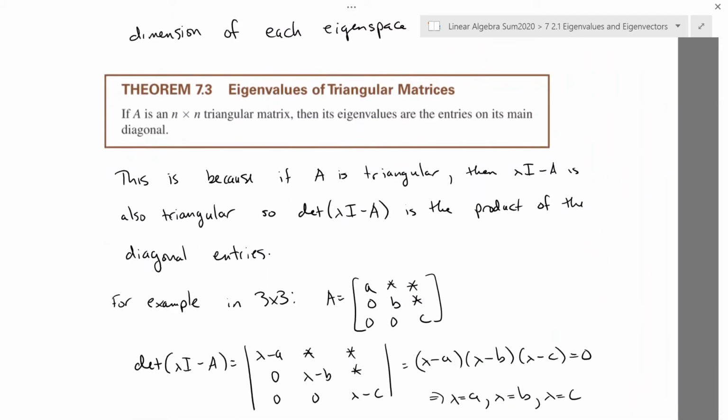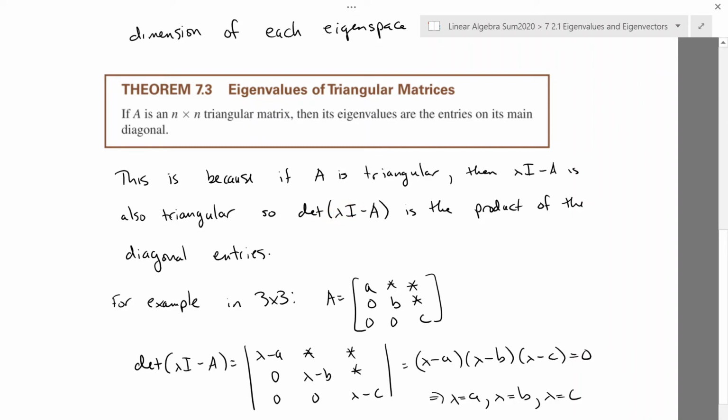For large matrices, trying to find the characteristic polynomial and finding the eigenvalues and eigenvectors becomes a tedious process. There's one situation where it's fairly straightforward, and that's when you have a triangular matrix. When you have a triangular matrix, the eigenvalues have to be the entries on the main diagonal. Basically it's because the determinant of a triangular matrix is just the product of the diagonal entries.